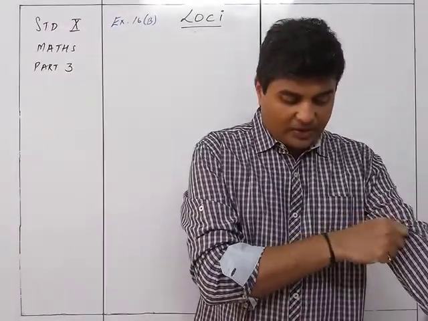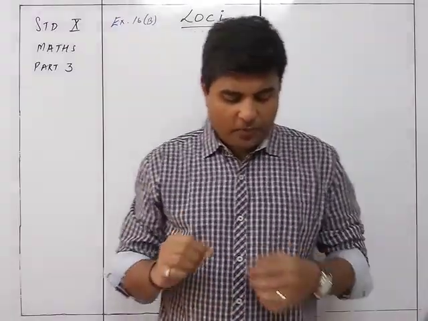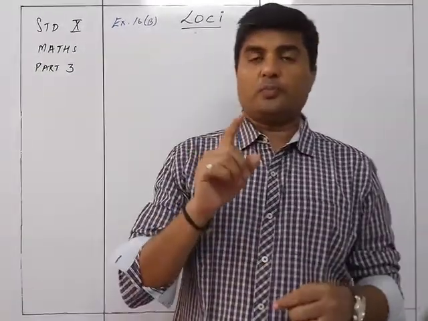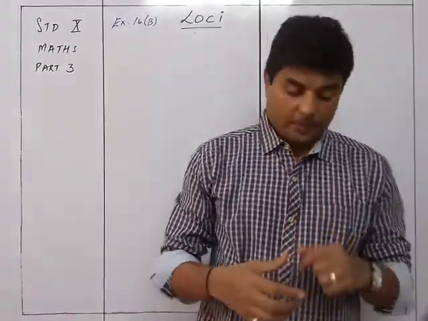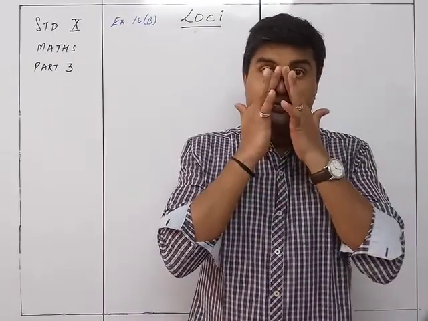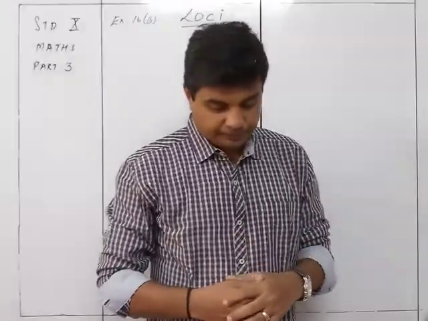So we have the first one as the locus of a point which is equidistant from two fixed points. The locus of a point equidistant from two fixed points will be the perpendicular bisector of the line joining the two fixed points. That is the first thing, which we already took as a theorem last time.